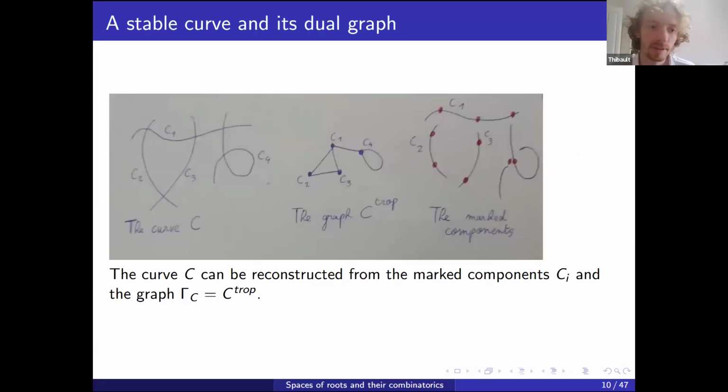Here's an example. I have a stable curve drawn on the left. I have its dual graph in the middle, so you can check there's one vertex per component and one edge per node. You can see that the C4 has a loop because the component has a node with itself. And you can see that if I give you the marked components on the right and the graph in the middle, you can reconstruct the curve on the left. Oh, I forgot a marking on C4.